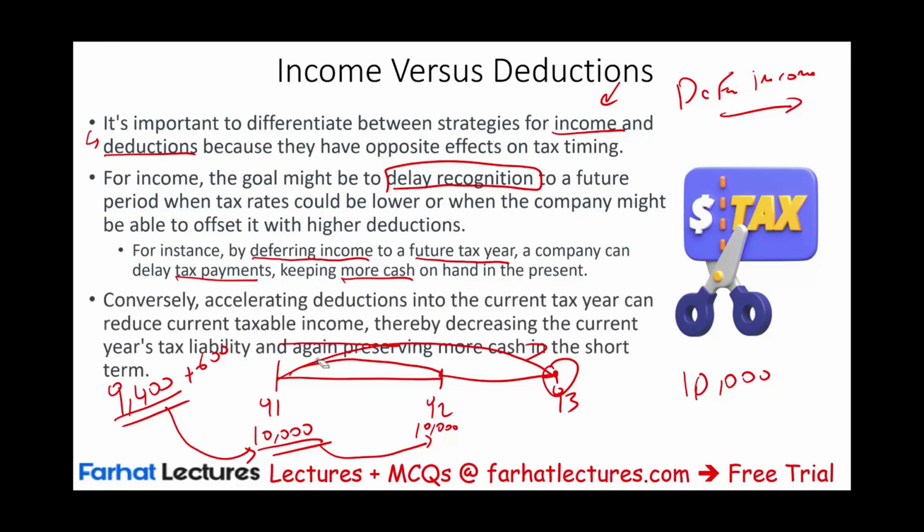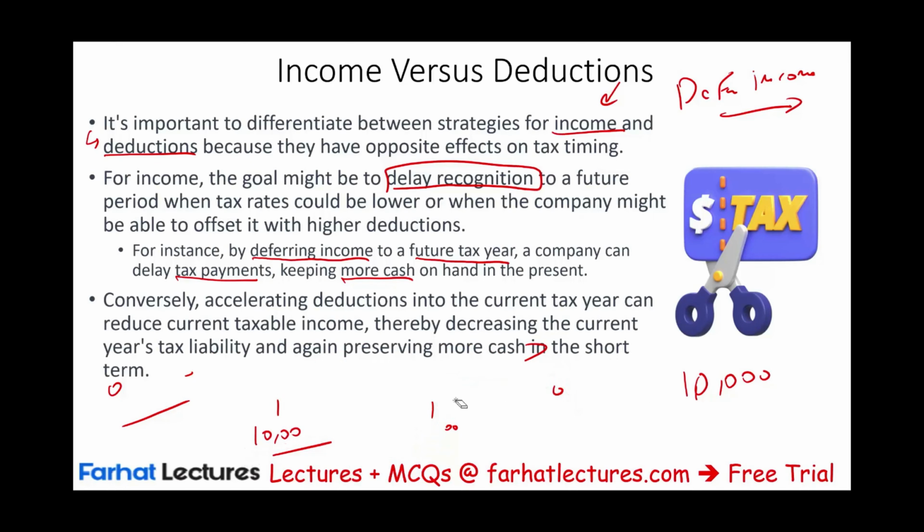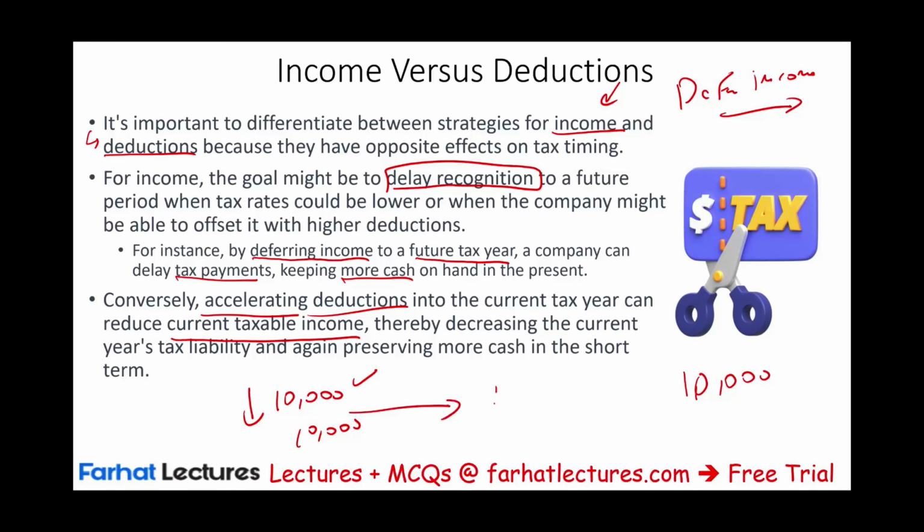When it comes to expenses, what do you want to do with expenses? You want to take the expenses now. If you have any expenses, accelerate the deduction into the current tax year. You want to take the deduction now to reduce your current taxable income. Because if you can reduce your current taxable income now by 10,000, that's worth exactly 10,000. If you wait to reduce your taxable income next year by 10,000, well, you wasted 1 year of time value of money. Now your savings is worth less.